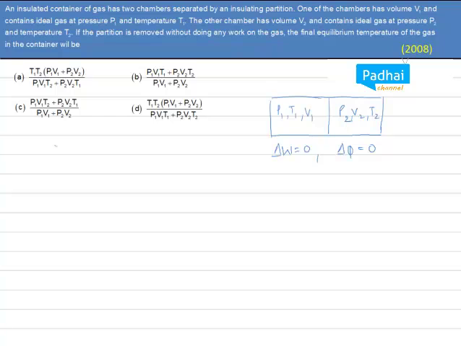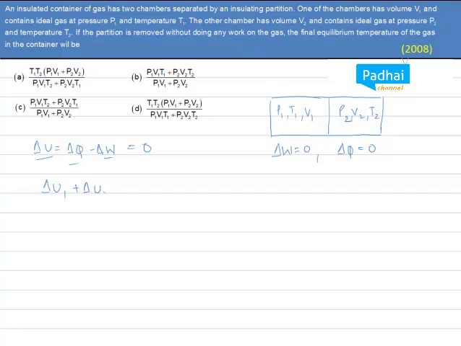Now we know that delta U is equal to delta Q minus delta W. Both of them are 0, so delta U should also be 0, right? It is asking what is the final temperature of the gas. So initially, what was the internal energy?